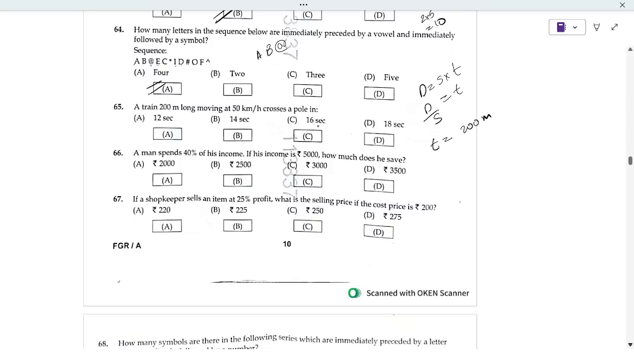Since the option is in terms of seconds, we need to convert. Speed is 50 km/h, so we need to convert it to meters per second. Whenever you convert to meters per second, we multiply by 5 by 18. So the meter will be cancelled and only the second will remain.